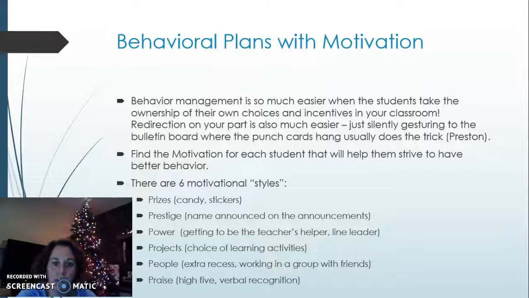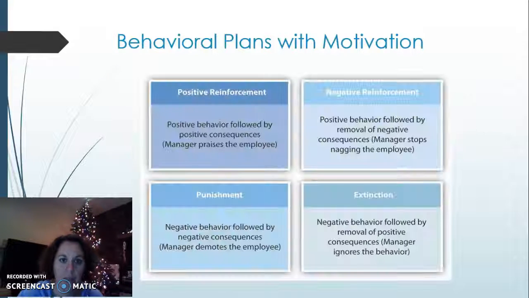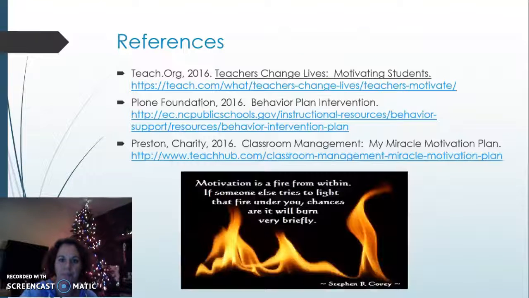You want to learn your students and what actually motivates them, because prizes may work with some of your students and not with the others. So learning what motivates them is key in helping them succeed. And then again, positive reinforcement, negative reinforcement. Negative reinforcement doesn't always work, and positive reinforcement does, and redirection. Punishment and extinction are all parts of behavioral plans with motivation, and you need to see what works with each student and how you can get them there with positive reinforcement if at all possible.